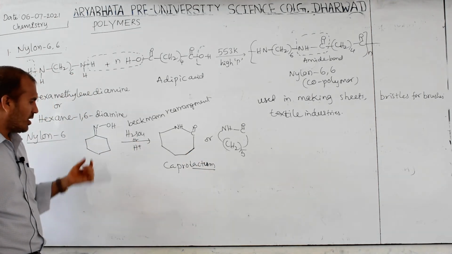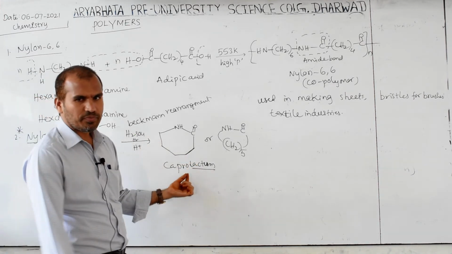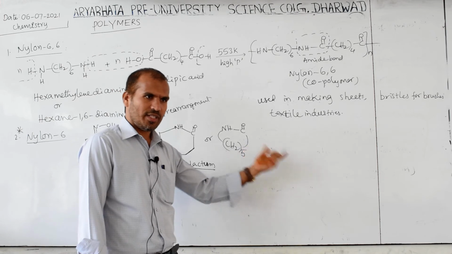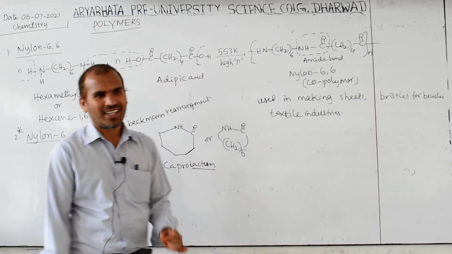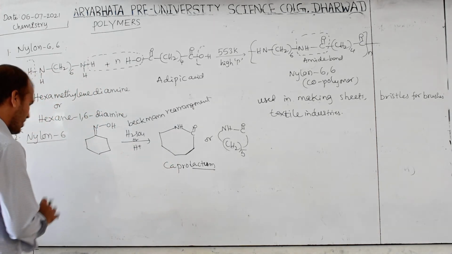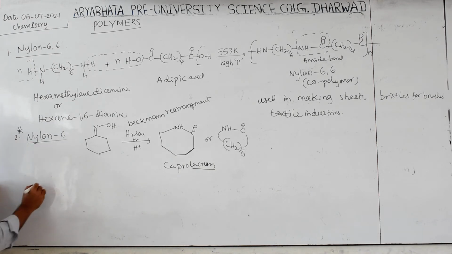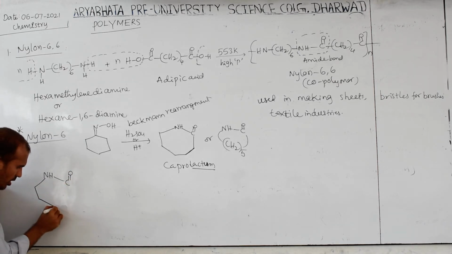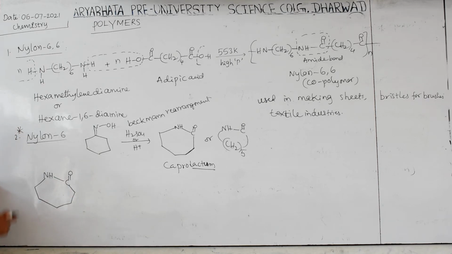How will they ask? A gives rise to B in presence of H plus. B undergoes hydrolysis, then it gives C. C will give the polymer. What is the polymer name? That is called nylon 6. This question is asked many times, very, very important. Now see, caprolactam is there: NH, C double bond O, 1, 2, 3, 4, 5, 6. How many CH2 are there? 1, 2, 3, 4, 5.